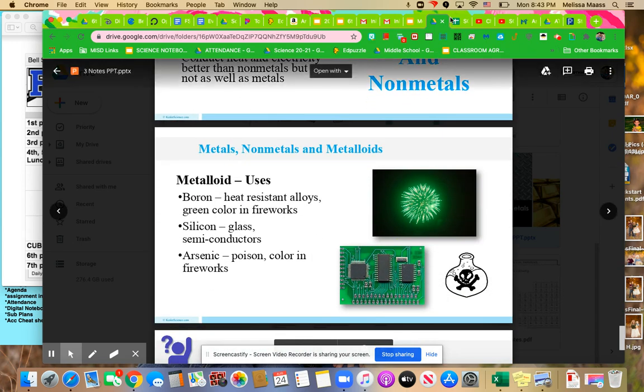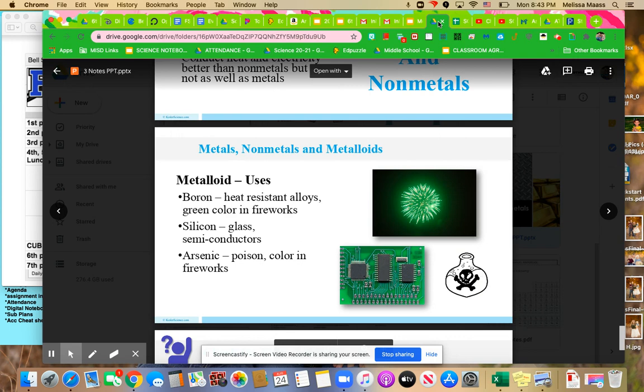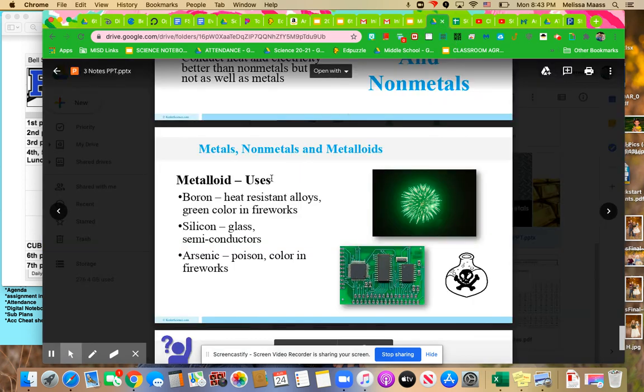Some of the uses, and on your notebook, you might want to fill in here where it says metalloids. And again, if you need more room, you'll add another slide. But the plus about like typing on your notebook is that if there's a certain size font in there, you can make it smaller if you can still read it, and all that good stuff. But here are 3 examples.